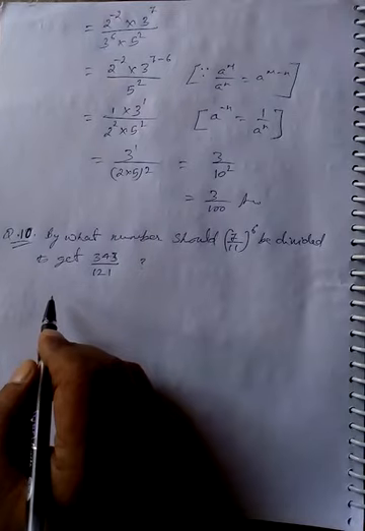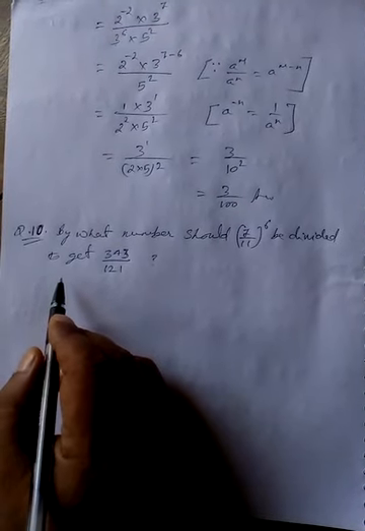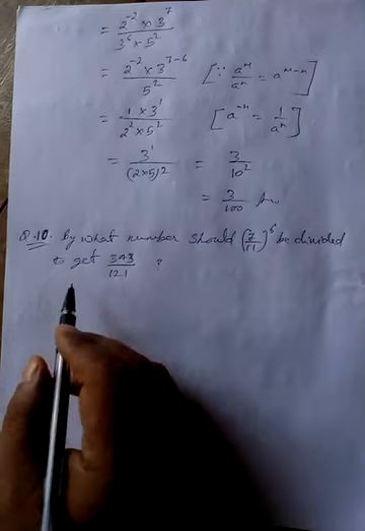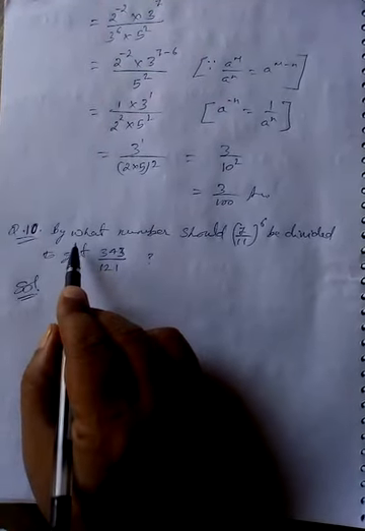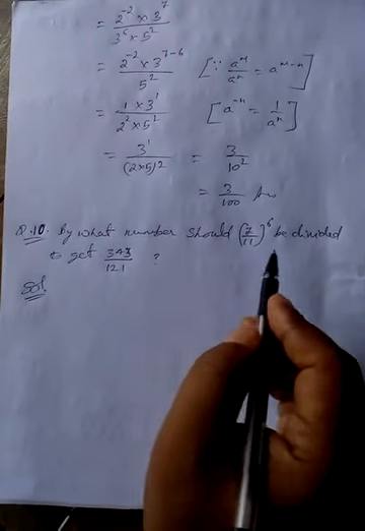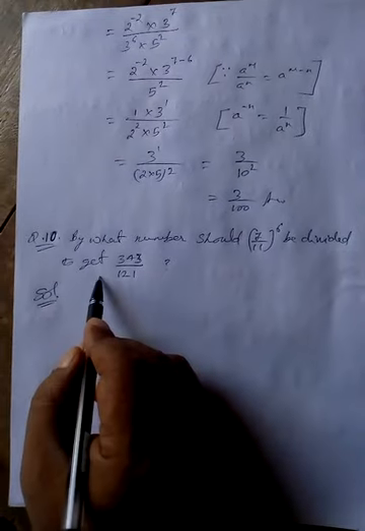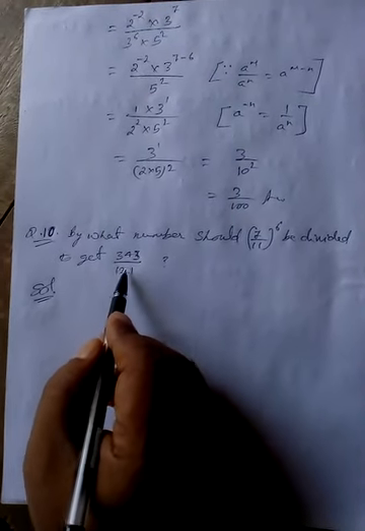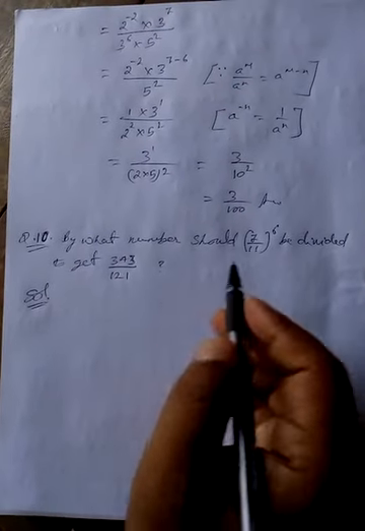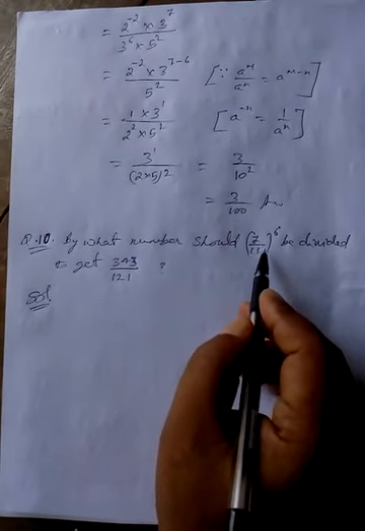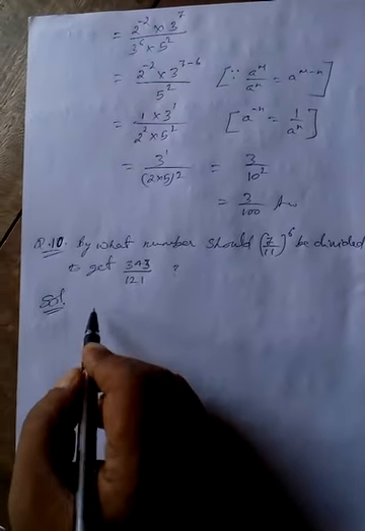Next, the 10th question of exercise 2.1 I am going to do. This is the last question of exercise 2.1, and the solution will be, look at the question first. By what number should 7 by 11 raised to the power 6 be divided to get 343 upon 121? It's very simple. इस नंबर को किससे डिवाइड करेंगे तो हमें ये मिलेगा 343 upon 121.